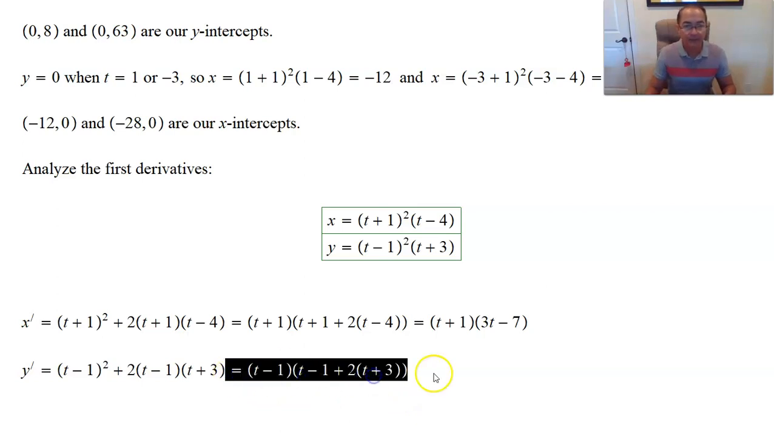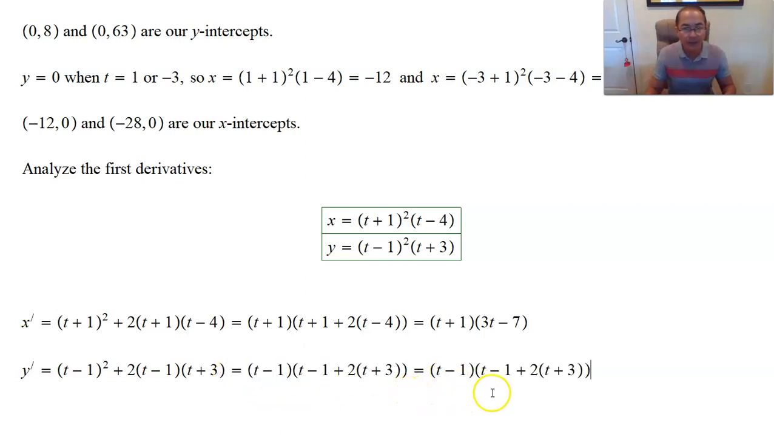Okay, so we get t minus 1 and 2t plus t, another 3t like before, but we get 6 minus 1 plus 5. Aha, something different. Okay, and don't expect y prime to be the same as x prime. That's rarely, if ever, gonna happen.